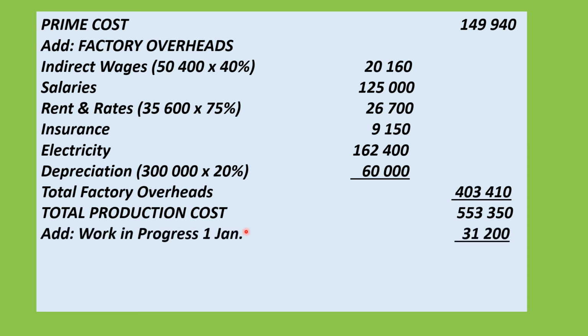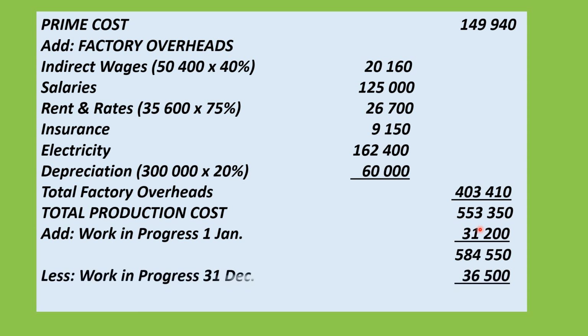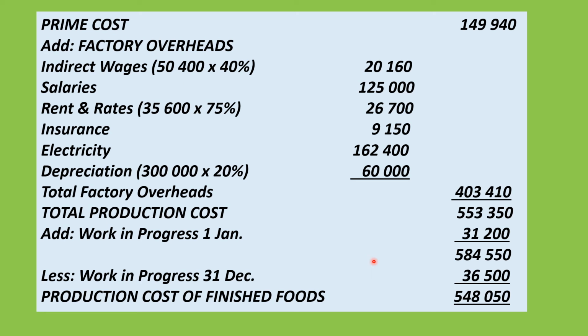The work in process on the 1st of January, we add it on, and we'll get 584,550. And from that we will minus the work in process at the end of the year, because these are unfinished. We'll get 36,500, and the production cost of finished goods is the result, $548,050. Okay, so that's our manufacturing account as required by CSEC.